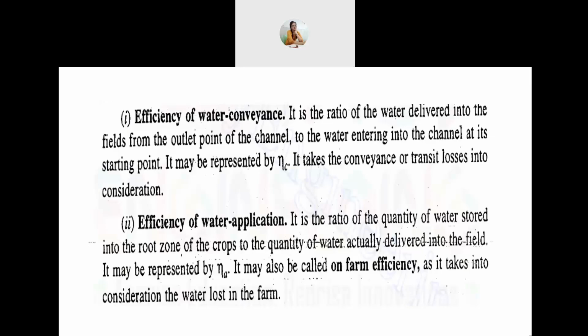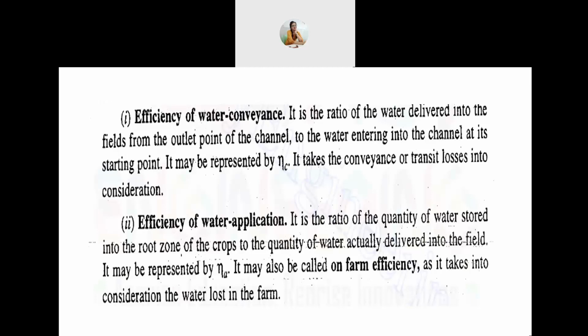Therefore, there are different kinds of irrigation efficiencies, which are discussed in our next slides. The first one is efficiency of water conveyance. It is the ratio of the water delivered into the fields from the outlet point of the channel to the water entering into the channel at its starting point. It may be represented by efficiency suffix C. C stands for water conveyance. It takes the conveyance or transit losses into consideration.